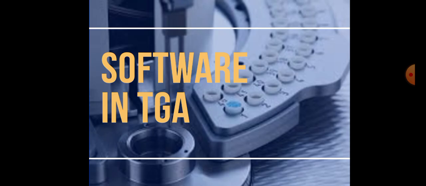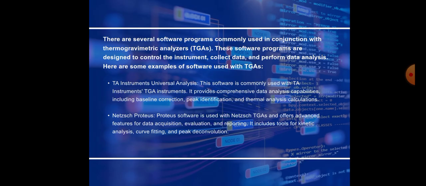Now we see software used in TGA. There are several software programs commonly used in conjunction with thermogravimetric analyzers. These software programs are designed to control the instrument, collect data, and perform data analysis. Here are some examples of software used in TGA. TA Instruments Universal Analysis. This software is commonly used with TA Instruments TG instruments. It provides comprehensive data analysis capabilities, including baseline correction, peak identification, and thermal analysis calculations.